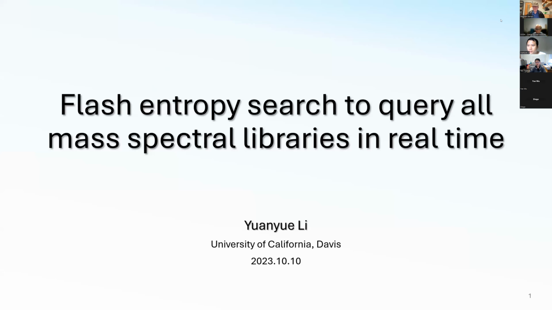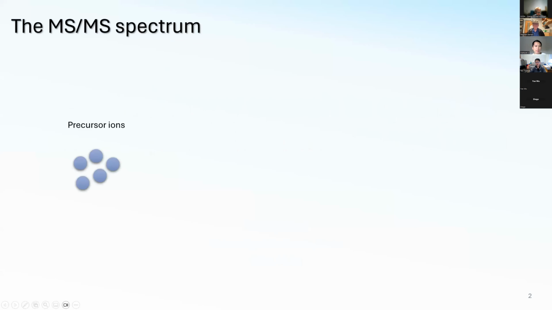Okay, great. Yes. Okay, so today I want to share our work on fast spectrum similarity comparison. Our title is Flash Entropy, which we developed. So first, let's go through the MS spectrum.